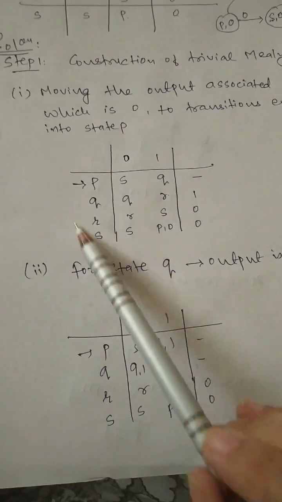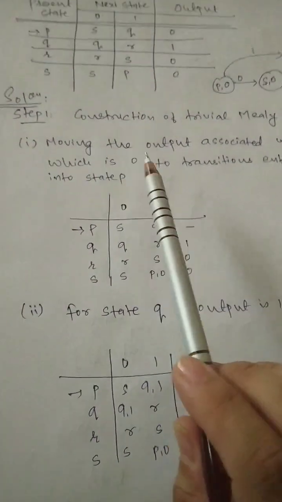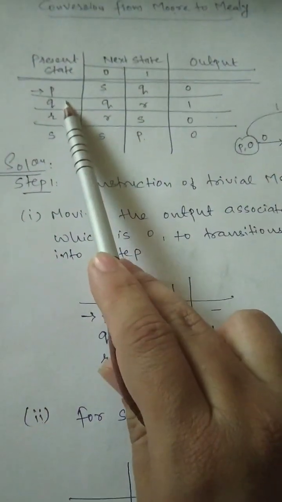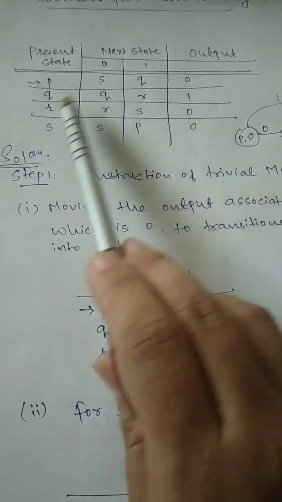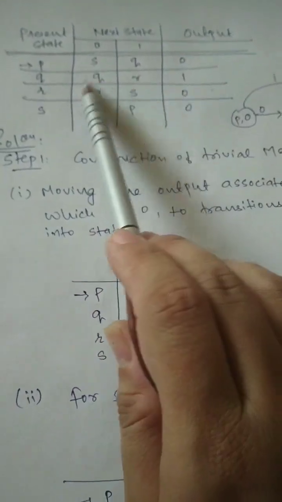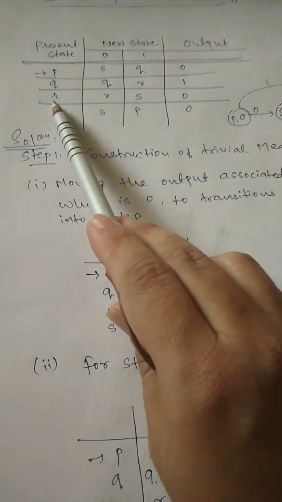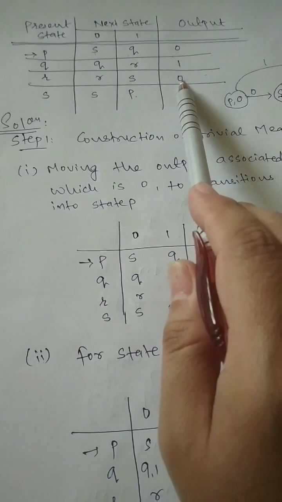Okay. That means the second sub part of step 1: first we have moved the output associated with the first state, that was P. Second, we have associated the output with the second state, that is Q. So wherever Q is used, we will use Q with 1. Third, wherever R is used, we will associate it with 0.